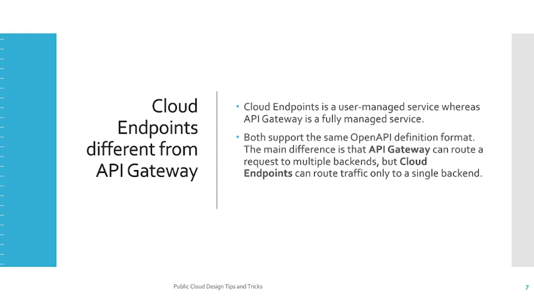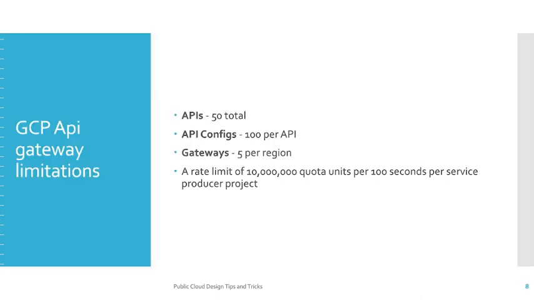backend. When we talk about Cloud Endpoints, this is also another service offered by Google Cloud provider. So this is the base difference. With API Gateway, you can route to multiple backends. With Cloud Endpoints, you can only route to one backend. API Gateway is a managed service, whereas Cloud Endpoints is a user-managed service. That is the base difference between Cloud Endpoints and API Gateway.